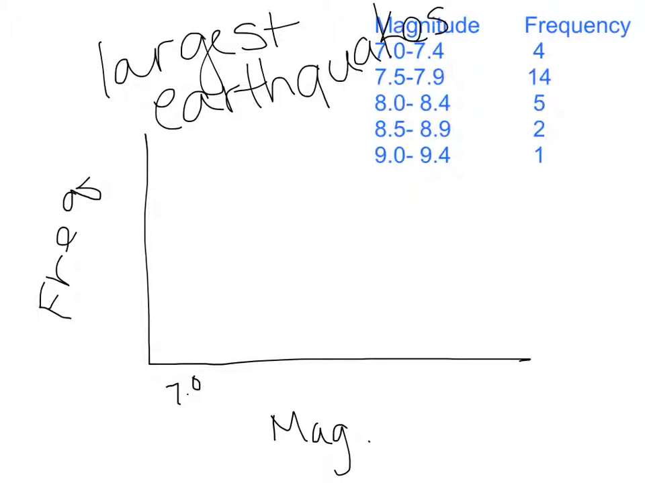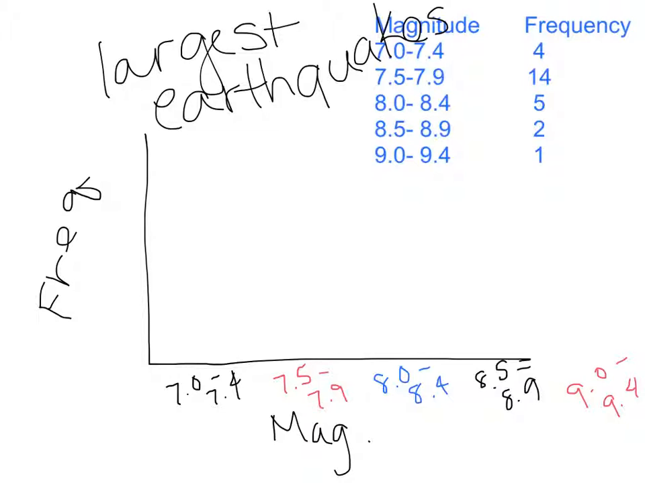So 7.0 to 7.4, 7.5 to 7.9, 8.0 to 8.4, 8.5 to 8.9, and 9.0 to 9.4. And then up the side, you can include your frequencies. Again, we'll probably just count by 1s because we want to make sure that we're including each one of the numbers.